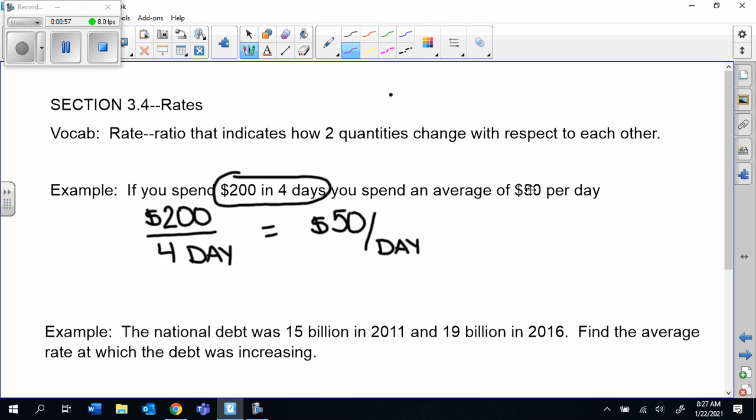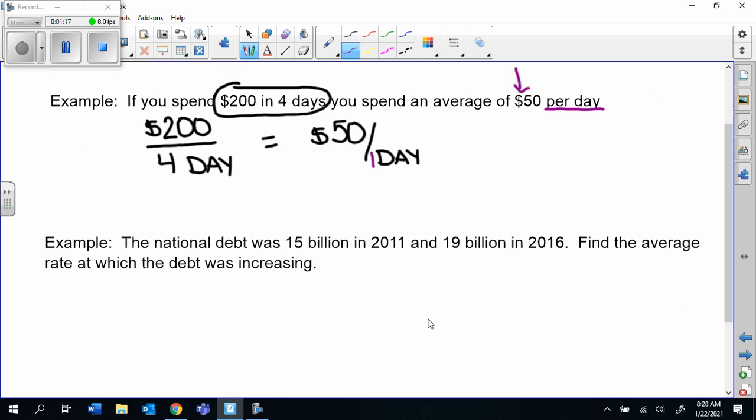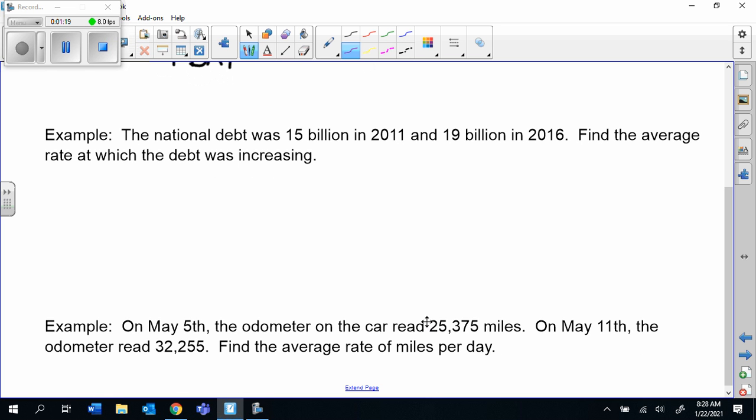Also note that whatever unit is mentioned first is what goes on top, and then when we get to the per, we're talking about the bottom number actually being a 1. Per day means $50 in each and every single day. Just to say it a bunch of different ways at the same time. All right, so how do we do this?